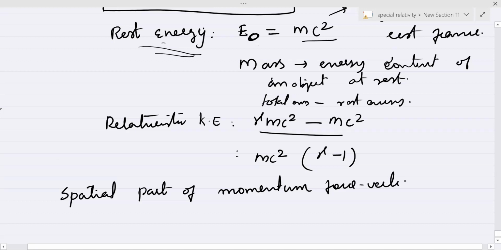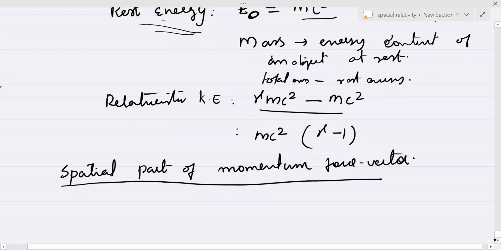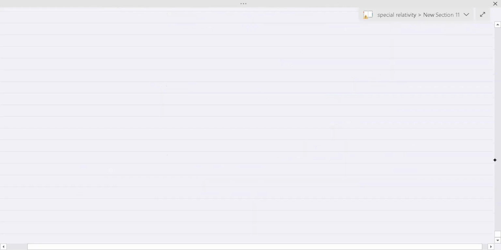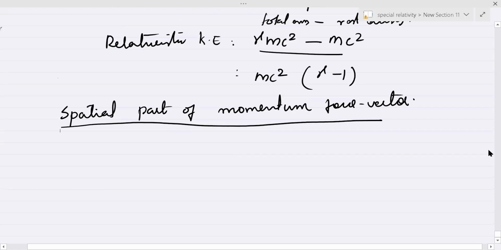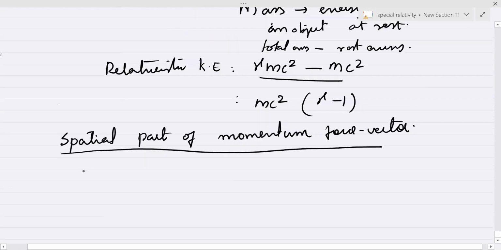Now let's look at the spatial part of the momentum four-vector. Okay, as we said, the spatial part can be written as a vector. It's gamma m u vector. Okay, the spatial part of the momentum four-vector is gamma m u vector, and this is known as the relativistic momentum.